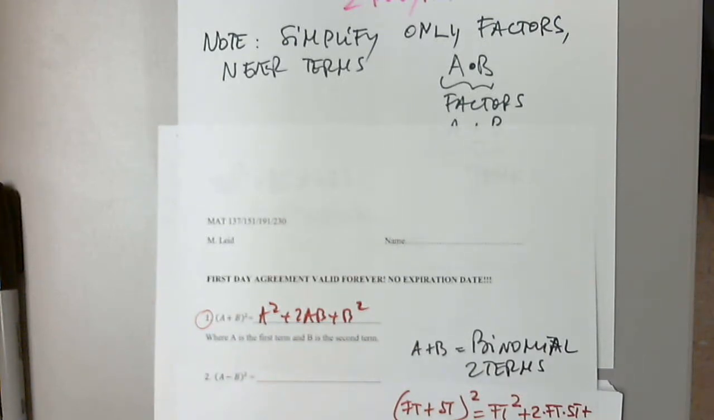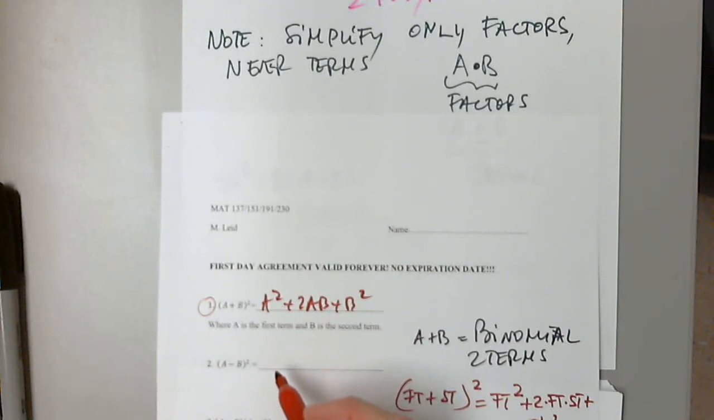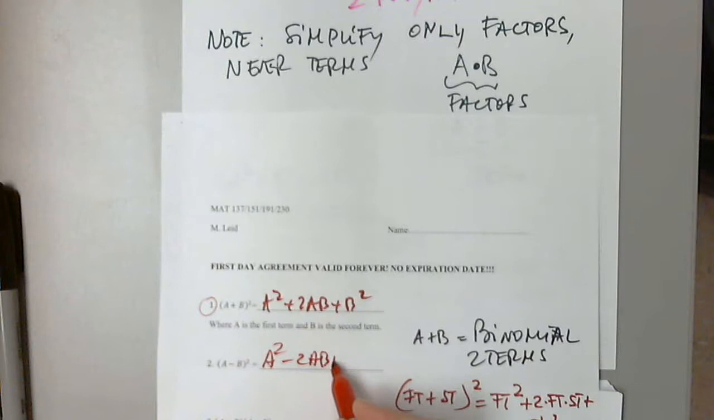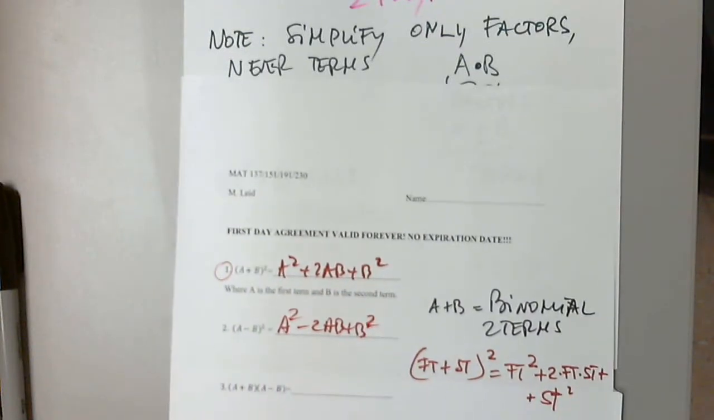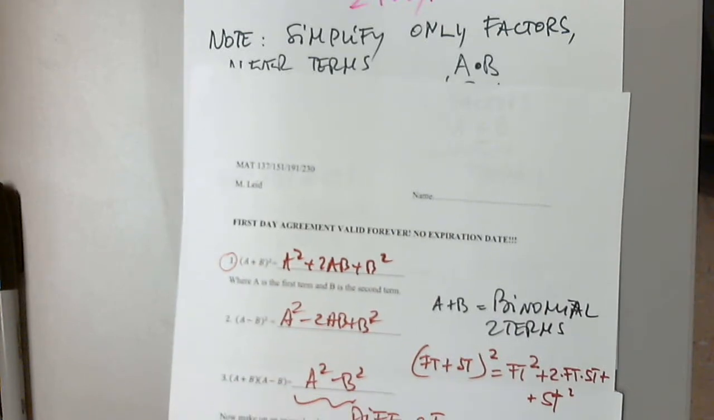Okay, can anyone give us the second one? Yes, please. A squared minus 2ab plus. Of course. And can anyone give us the last one? Yes. A squared minus b squared. Very good. So this is the difference of squares. And you can say, what does this have to do with what you were doing a minute ago? A lot.